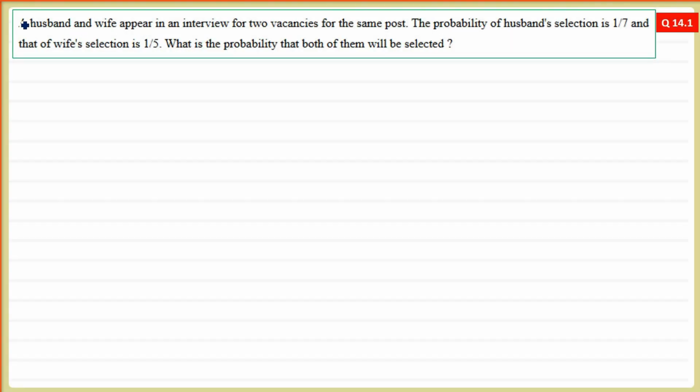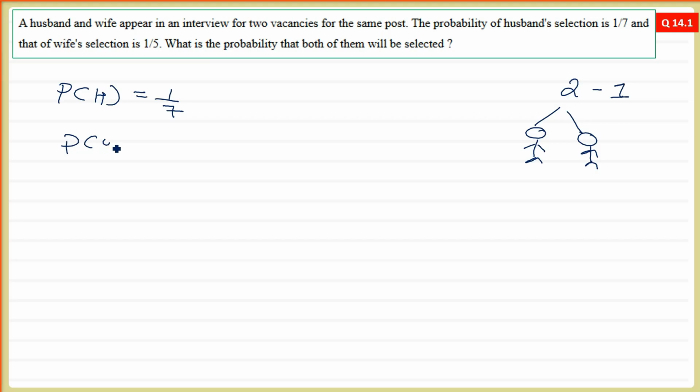Husband and wife appear in an interview for two vacancies for the same post. One post, two vacancies, husband and wife, so two people for one vacancy. The probability of husband selection is 1 by 7. So the probability of husband being selected, we call it H, so P(H) is 1 by 7, given in the question. The probability of wife being selected, P(W), is 1 by 5.